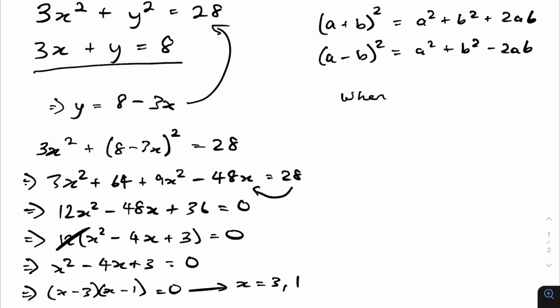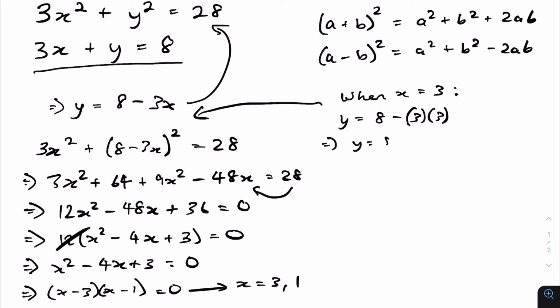So when x is equal to 3, we can use this equation that we generated over here. So y is equal to 8 minus 3 times 3. So y is equal to 8 minus 9, and y is equal to negative 1. But when x equals 1, y is equal to 8 minus 3, because 3 times 1 is just 3. So y is equal to 5. So our two sets of solutions in this case are x equals 3 and y equals negative 1, and x equals 1 and y equals 5. And we can check it with both these equations, but we don't need to because we've done it correctly.